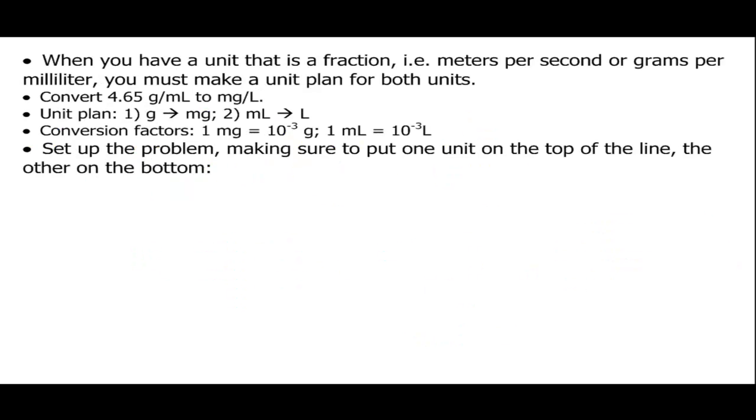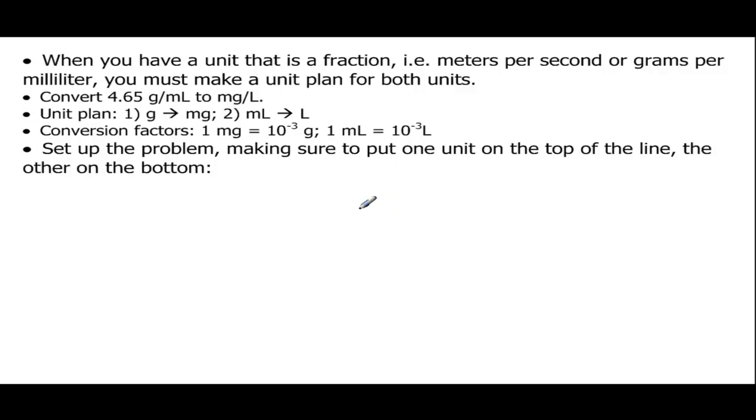Now, sometimes you'll have a derived unit, or a unit that is a fraction, like meters per second or grams per milliliter. And in this case, we have to do a plan for both. So if we're going to go from 4.65 grams per milliliter to milligrams per liter, we need a plan to go from grams to milligrams and from milliliters to liters. So the conversion factors that we're going to use: 1 milligram is 10 to the minus 3 grams, and 1 milliliter is 10 to the minus 3 liters.